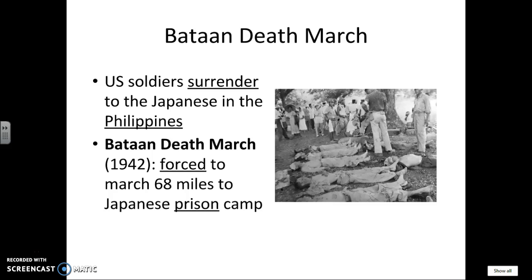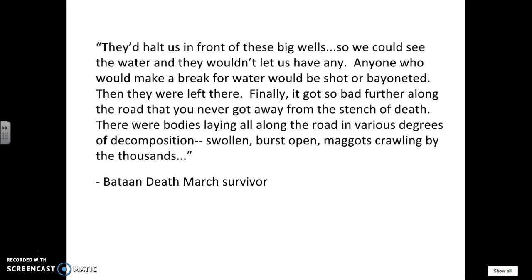In the Philippines Islands, they captured it. They forced U.S. soldiers to surrender in the Philippines, and then forced these soldiers, these U.S. prisoners of war, to march 68 miles to a Japanese prison camp. They call this the Bataan Death March. You can see the little photo there on the right, showing all the American soldiers that died on this march.